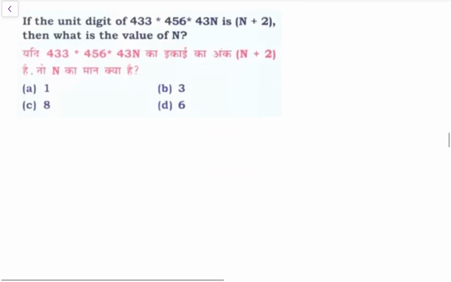ठीक है. So this is question asked in UPSC CDS paper. ठीक है, UPSC CDS paper. So let's check this question. So question is, if the unit digit of expression 433 into 456 into 43^n is n plus 2, then what is the value of n.